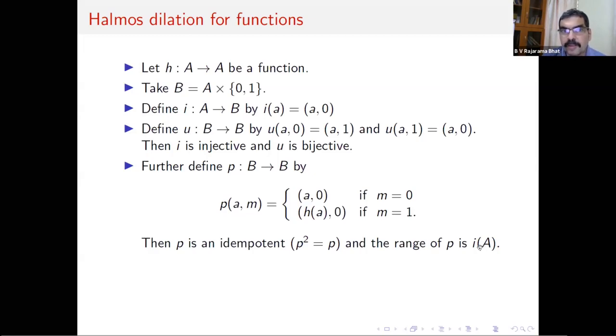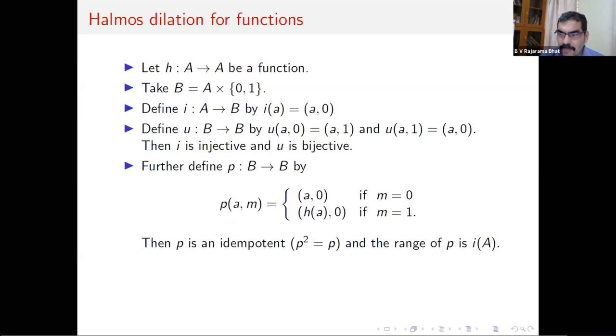So the dilation consists of three parts. The one is, of course, you need a bigger space B, and then the embedding I, the bijection U, and project it back by P. Okay.